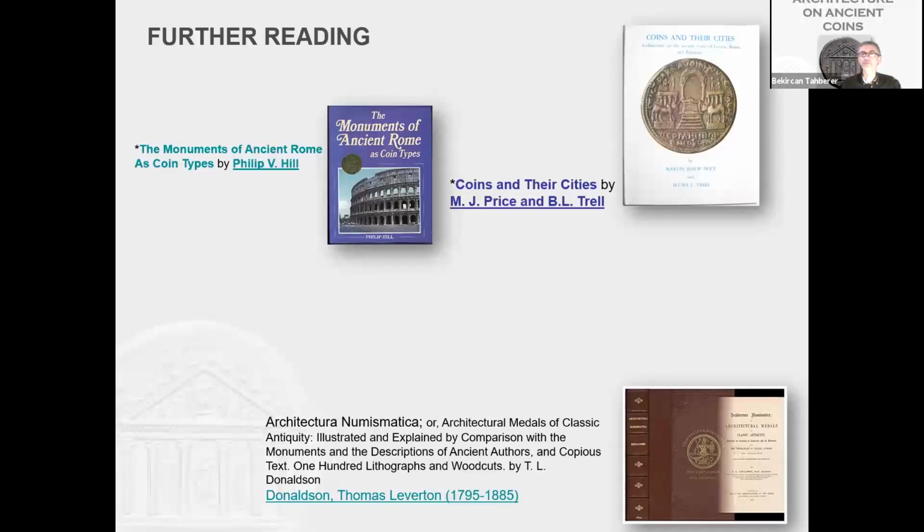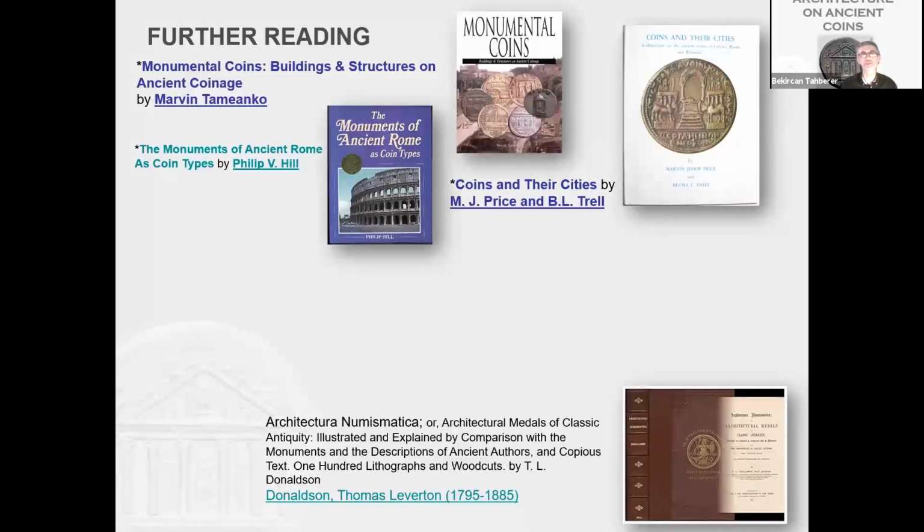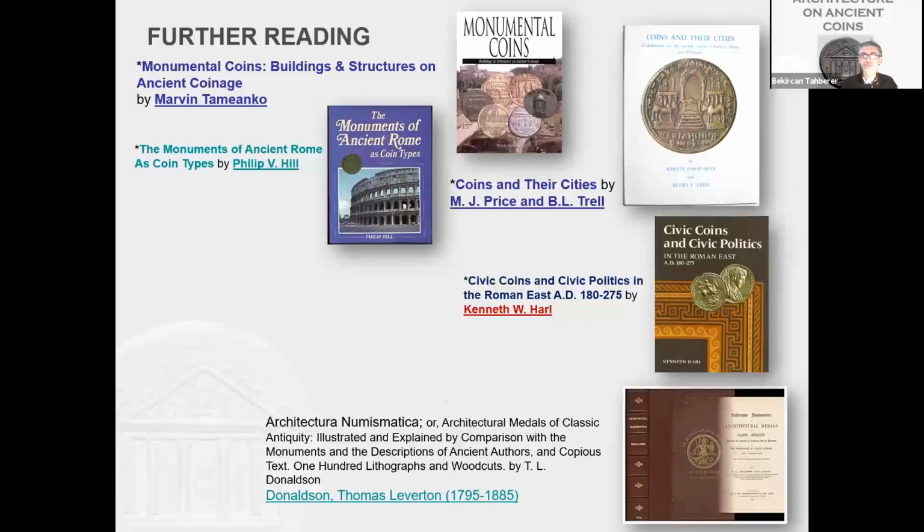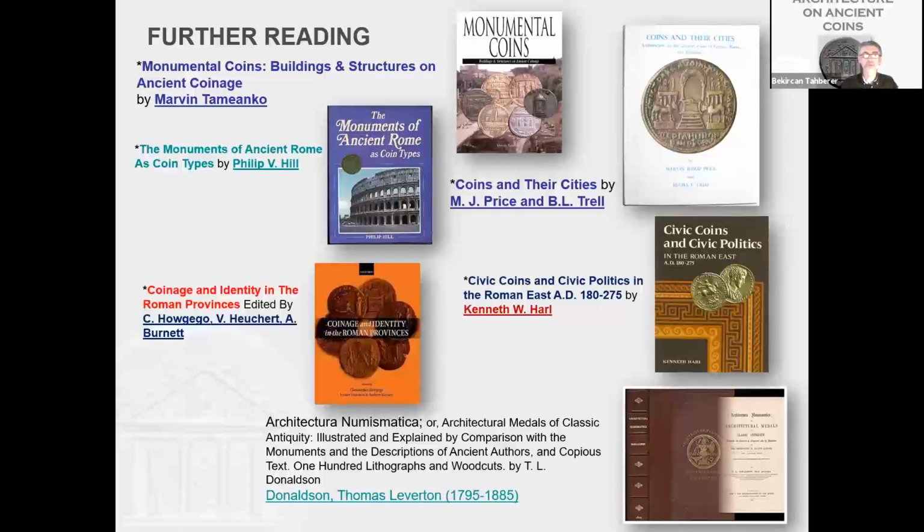Another wonderful book is Coins and Their Cities. Of course, you should consider Marvin Tameanko's Monumental Coins, especially as it is so affordable. As I said, $12, $15. A hardcover book is very hard to find. And Civic Coins and Civic Politics is another book that I enjoyed reading and learned a lot from. Finally, Coinage and Identity in the Roman Provinces is a book that contains several articles written by different historians and numismatists. There are certain things that I disagree with, but still it's a good reference if you are studying architectural types.